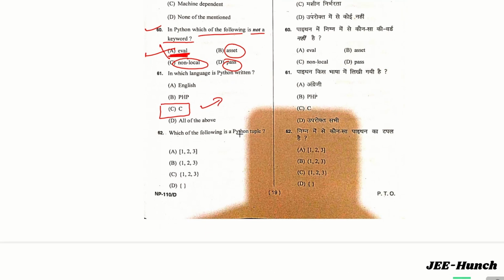Which of the following is a Python tuple? So a Python tuple is written like this. So (1, 2, 3) is a Python tuple. Tuple is important, that's why you have to remember that when we write any tuple, we use this type of brackets in tuple.